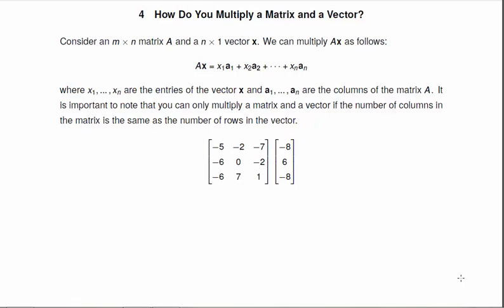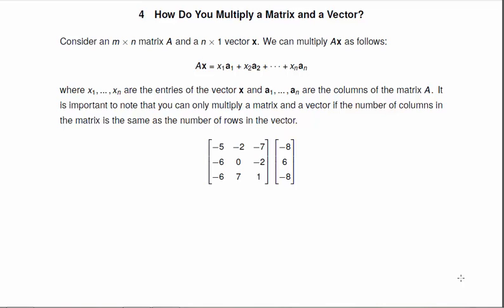Here we'll talk about how to multiply a matrix and a vector. So if we start with an n by n matrix A and an n by 1 vector x, we're going to multiply Ax as follows. Ax is equal to x1a1 plus x2a2 up through xnan, where x1 through xn are the entries of the vector x, and a1 through an are the columns of the matrix A.